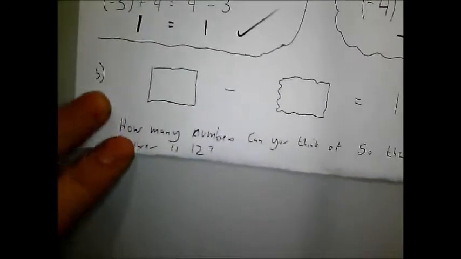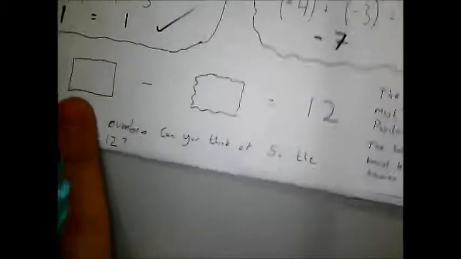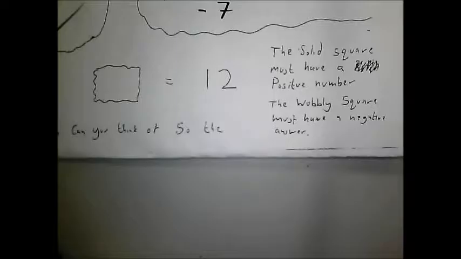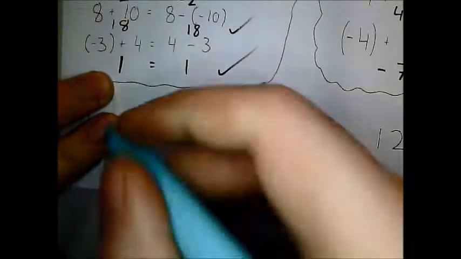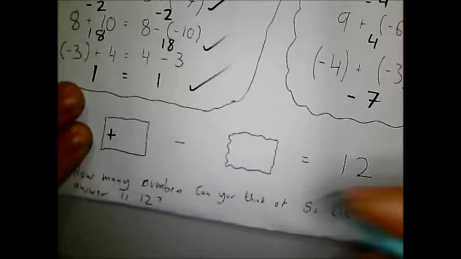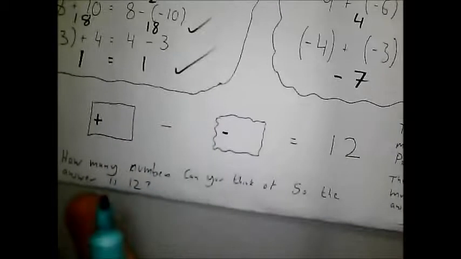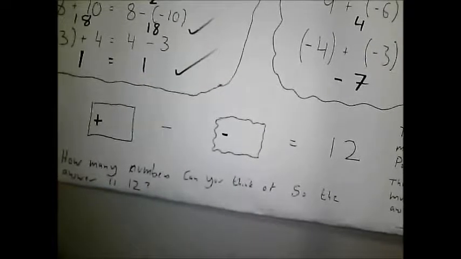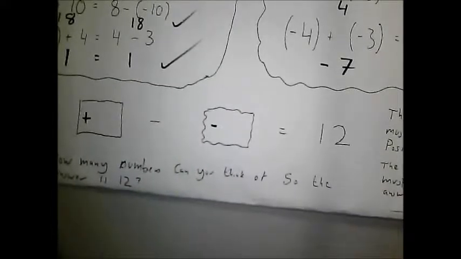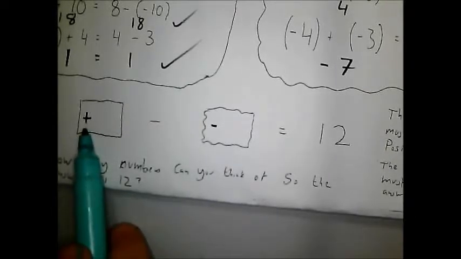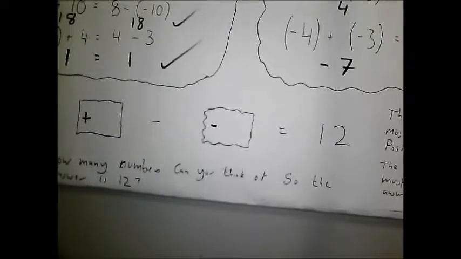Okay. Final question. This number has to be a positive number, and the wobbly one has to be a negative number. So how many different answers can we get where that answer is 12? Well, I'll come up with 3 different ones. You just need to make sure that when you've done yours, it works correctly, and this has to be positive and this has to be negative.